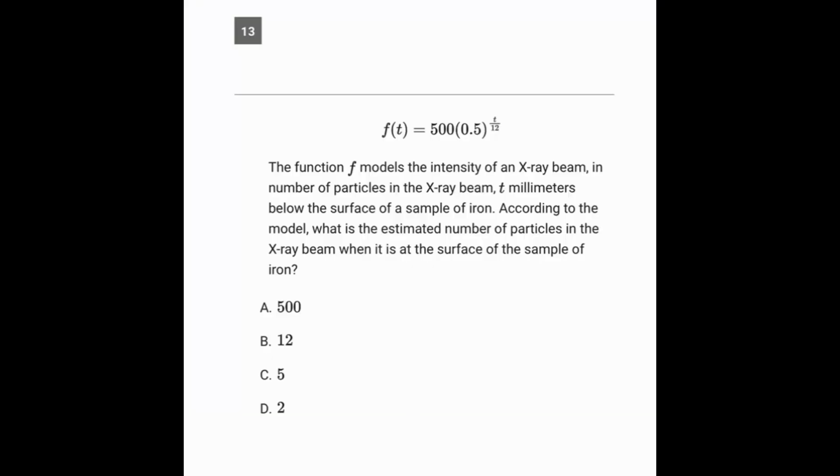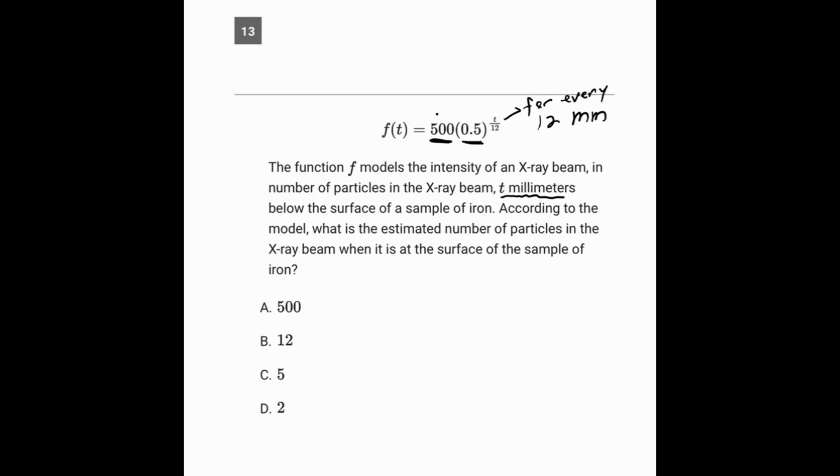So, according to that, coming back to question 13, we know that whatever's going on here, it's starting at 500. It's being multiplied by 0.5. So it's halving. We're getting half of it every time. And the number of times is t over 12. Now, t is the number of millimeters. So it's not even time, but it's the same model. So for every millimeter below the surface, something happens, or here, for every 12 millimeters.